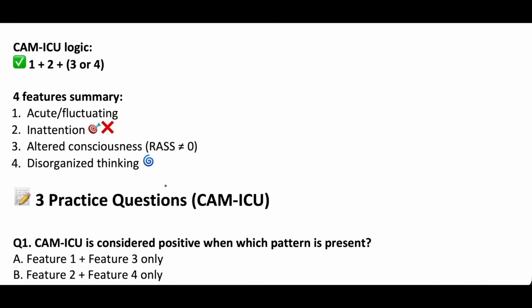So if we were to do a quick memory tool for CAM ICU logic, you need to be a RASS of less negative than -3. You need to be acute onset and/or fluctuating, as well as inattentive. And then you either need to be a RASS of anything other than 0, or you need to be disorganized in your thought. So, the 4 feature summary: acute fluctuating, inattention, altered consciousness, disorganized thinking.